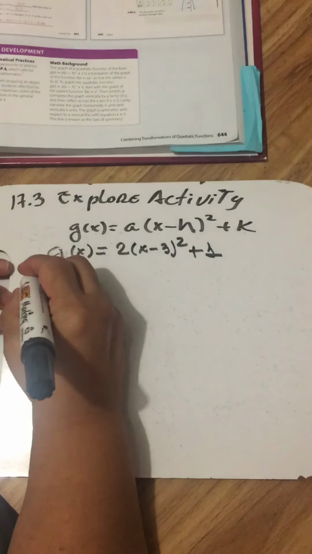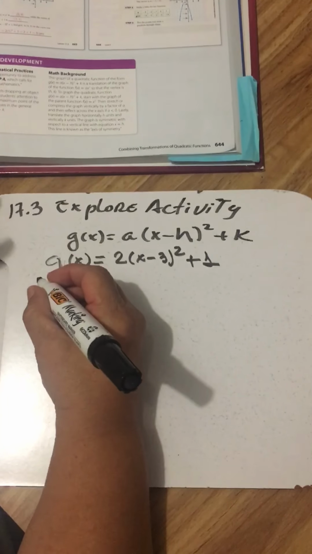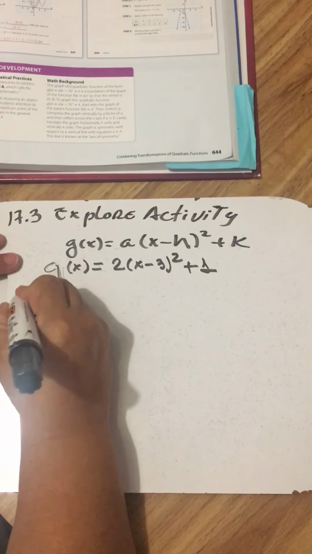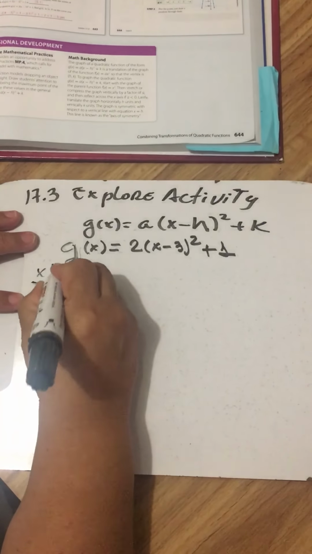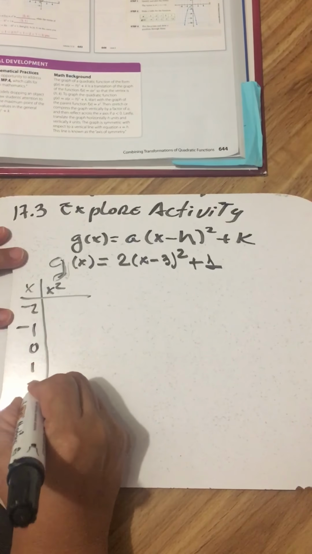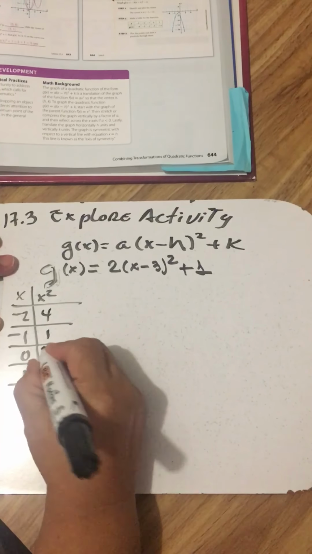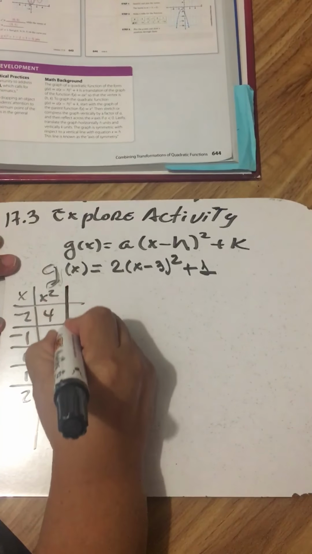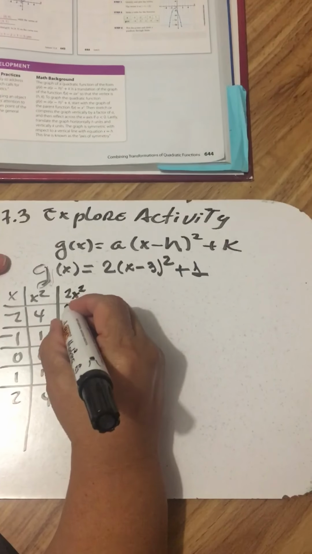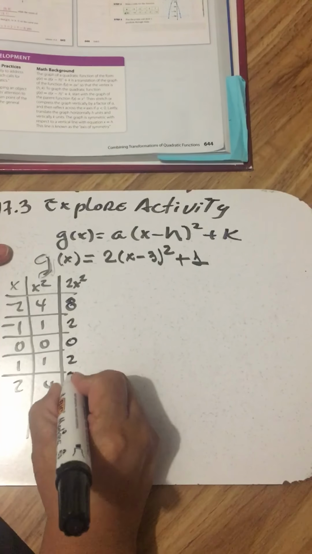Then we're going to graph first the parent function, which is x squared. Then stretch the graph vertically by a factor of 2 to obtain the graph of 2x squared. Now we have the values. For x, we have minus 2, minus 1, 0, 1, and 2. Then x squared is 4, 1, 0, 1, and 4. Now we obtain 2x squared, which is 8, 2, 0, 2, and 8.